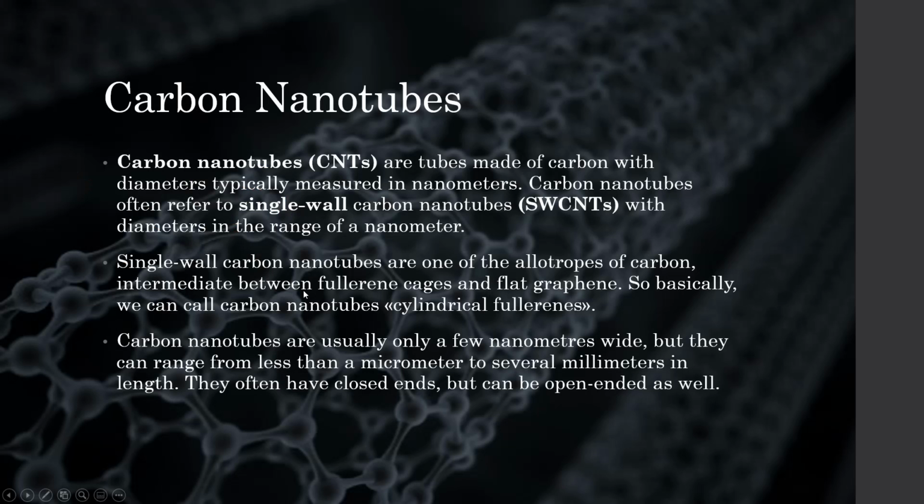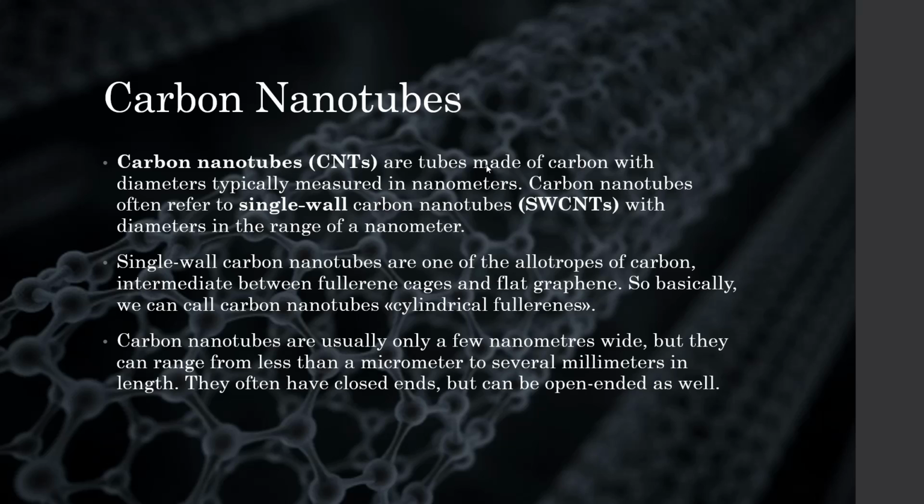And as we move up to the carbon nanotubes, we can tell carbon nanotubes, also known as CNTs, are tubes made of carbon with diameters typically measured in nanometers. Carbon nanotubes often refer to single-wall carbon nanotubes with diameters in the range of a nanometer. Single-wall carbon nanotubes are one of the allotropes of carbon, intermediate between fullerene cages and flat graphene. So basically, we can call carbon nanotubes cylindrical fullerenes.